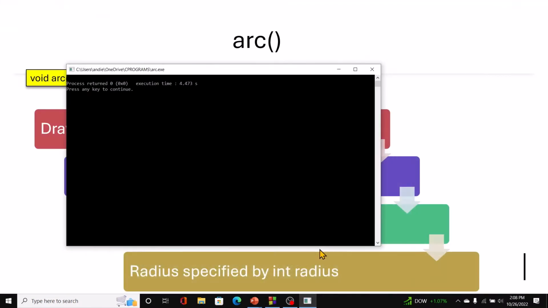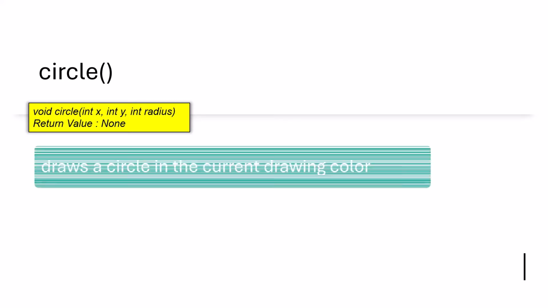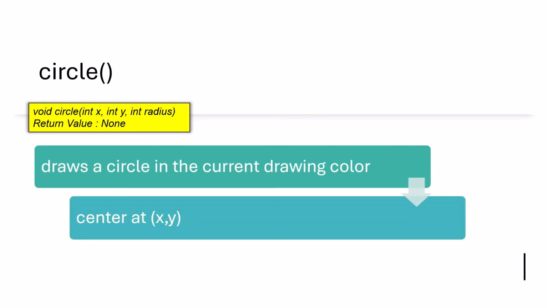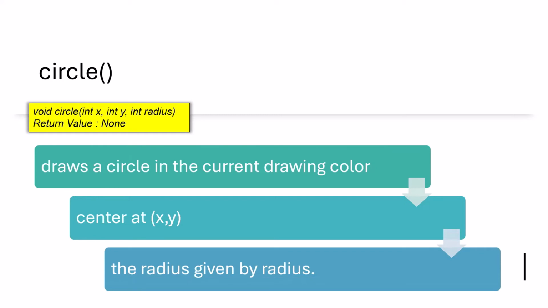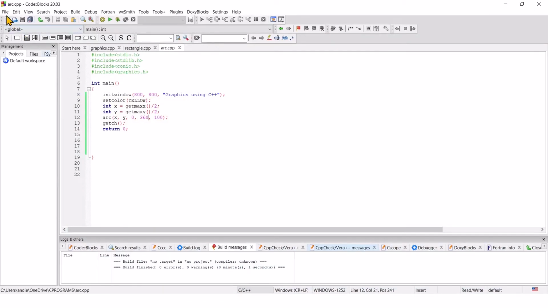Moving on, we now have the circle function. And you can see the function there, the prototype, right? It's got int x, int y as parameters. That's going to be the center. And then, of course, the radius. Draws a circle in the current drawing color, center at x and y, radius given by radius. So now let's go back to CodeBlocks and we can start a new file.